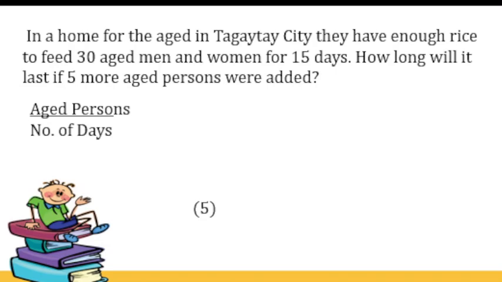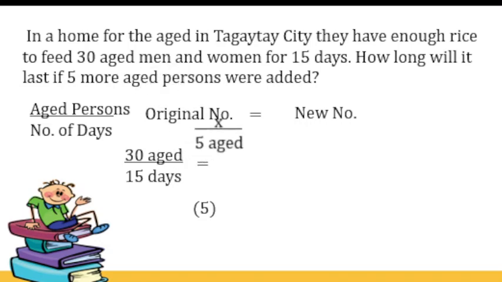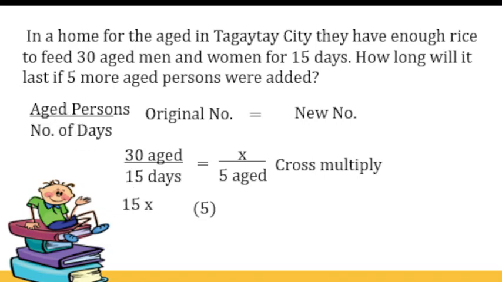So you have the aged persons, number of days is equal to original numbers equal to the new numbers. Again, the original is 30 and the original number of days is 15 days, which is equal to the new is x, then added by 5 aged. So cross multiply. That will become 15x is equal to 5 times 30. So again, 15x is equal to 150.